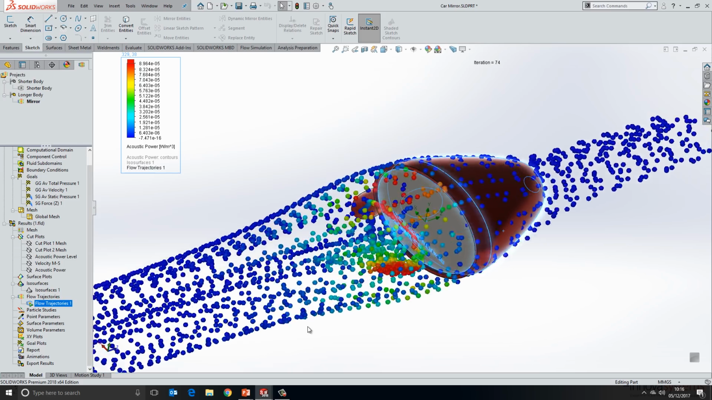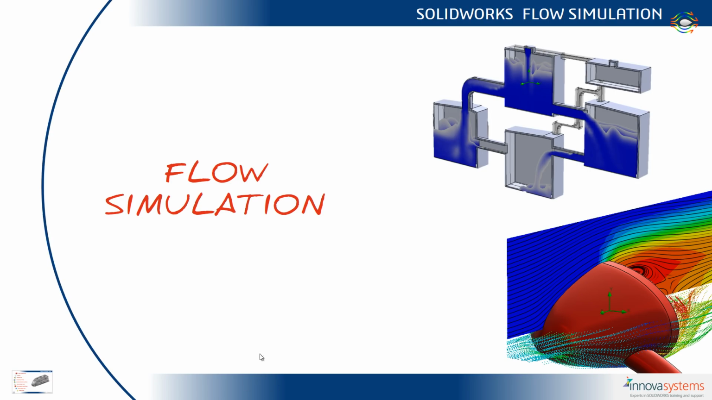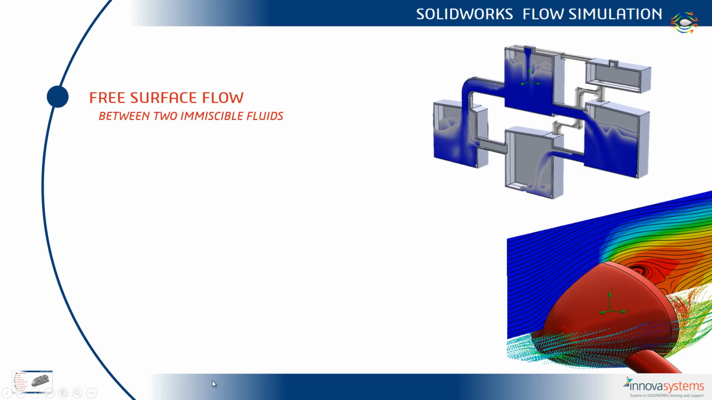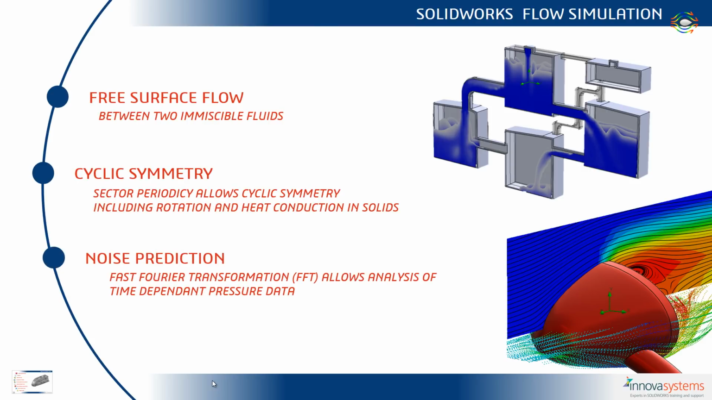So some useful updates in Flow Simulation there. In terms of just summarizing, we've seen the introduction of the free surface flow option, which allows us to look at two immiscible fluids and their behavior. We also looked at the noise prediction as well in 2017 SP4. The final update is cyclic symmetry, so we can now look at this and use it to allow us to perform our simulation studies a lot faster.